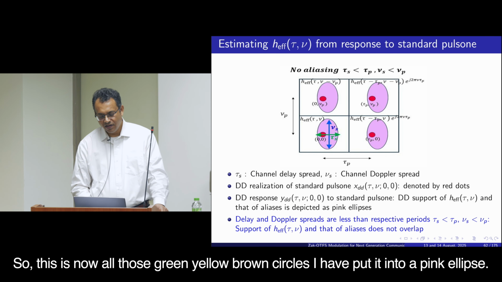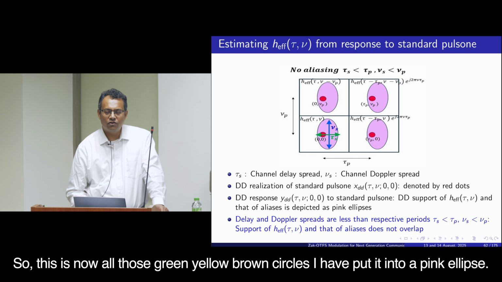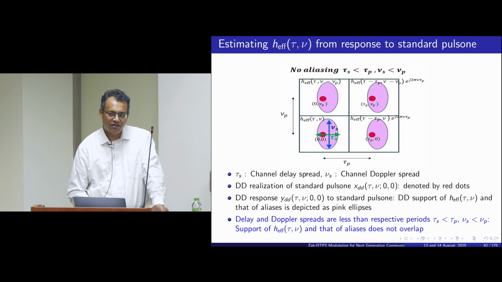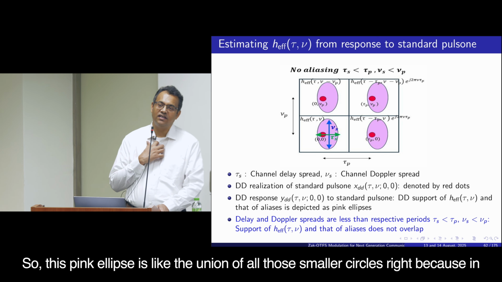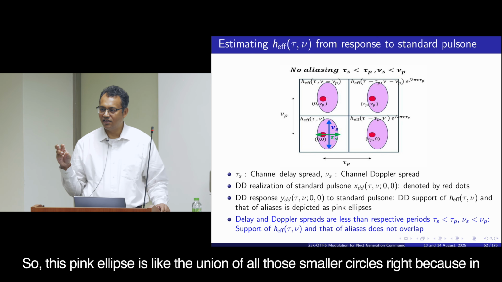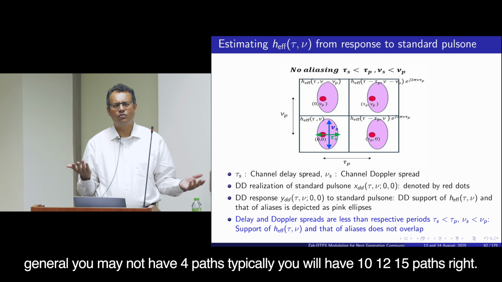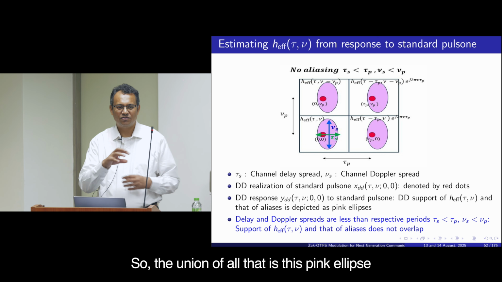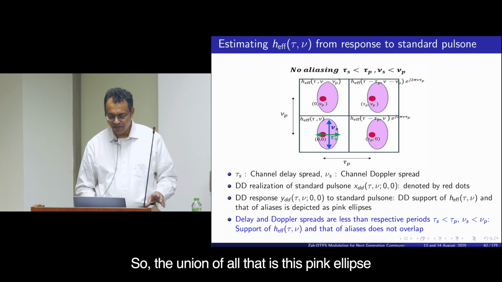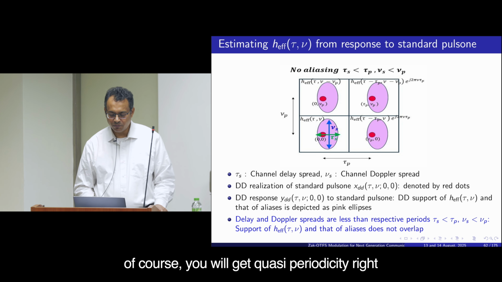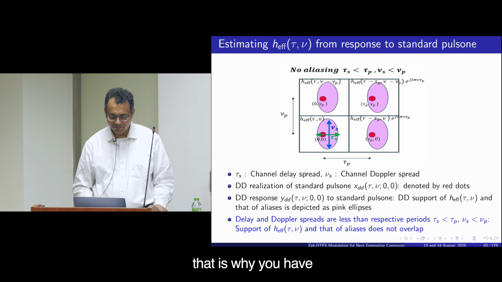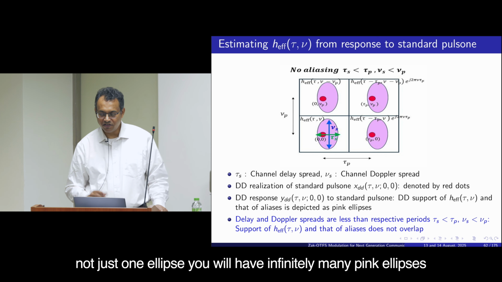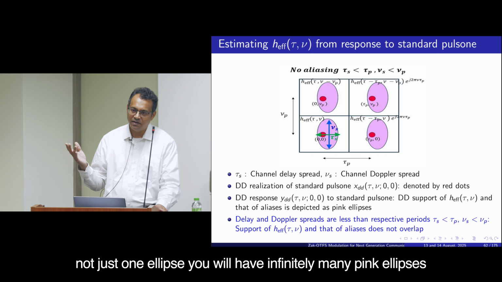Now all those green, yellow, brown circles, I have put into a pink ellipse. This pink ellipse is like the union of all those smaller circles, because in general you may not have 4 paths, typically you will have 10, 12, 15 paths, right. So the union of all that is this pink ellipse. Of course, you will get quasi periodicity, that is why you have not just one ellipse, you will have infinitely many pink ellipses.